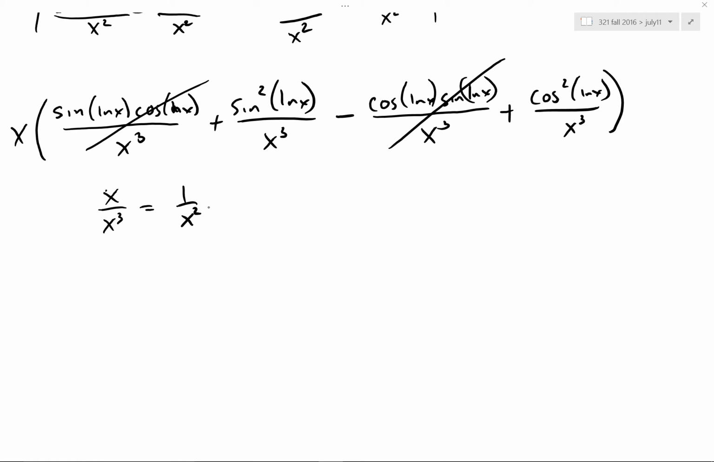Okay? Now, good news. This is not how this problem was phrased in the book. Allow me to demonstrate how this problem was phrased.